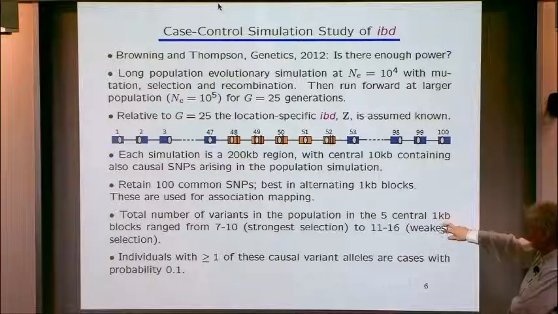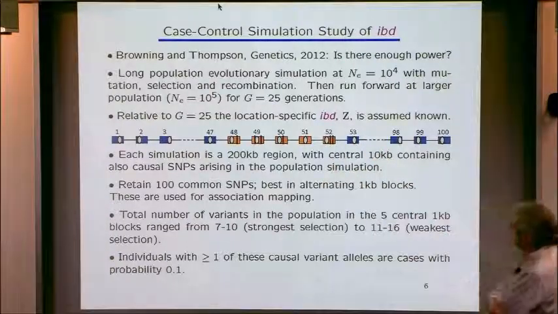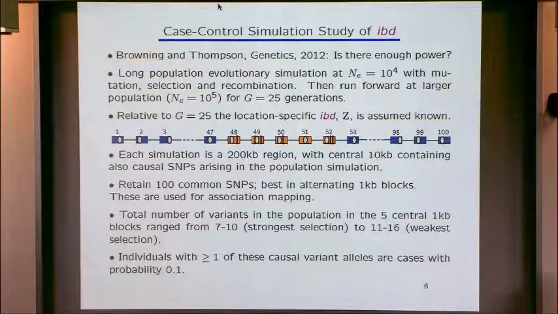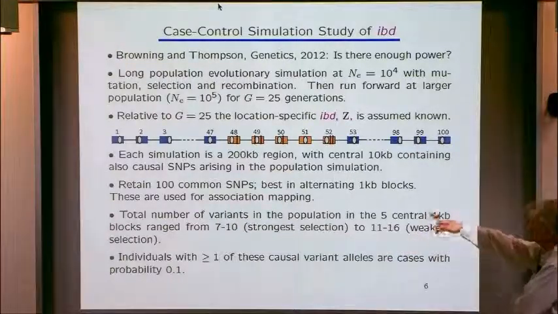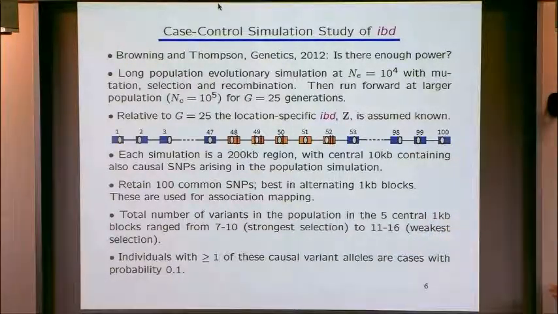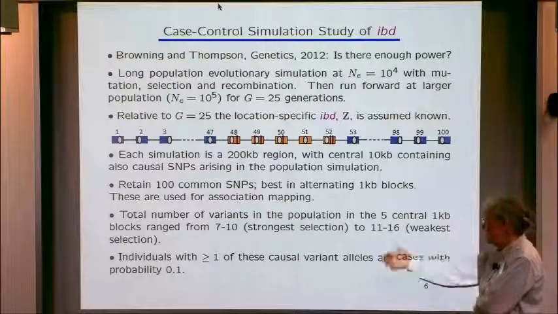We wanted association mapping to do as well as it could do. And then we had causal variants that arose in our simulation in those five central blocks. Typically, there are on the order of 10. It didn't depend too much. A total in the population variance, total in those five central blocks and our realizations. We wanted to have a signal, but we didn't want it to be so strong that you couldn't tell anything.